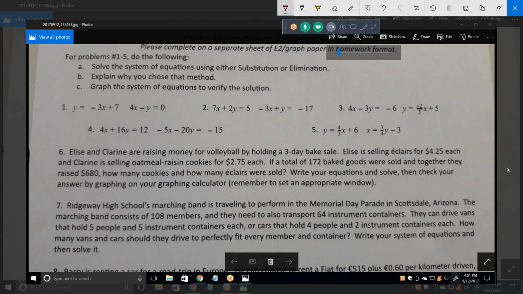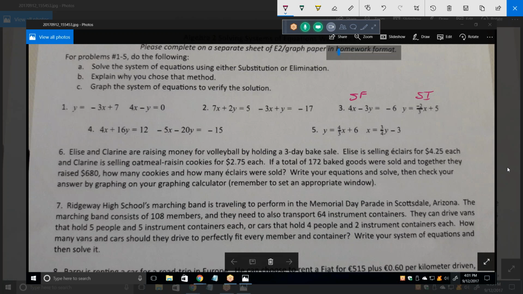Number 3. What method are we going to use? Going to use substitution or elimination? Substitution. Correct. That's in standard format, but that's in slope-intercept format, where y is fully defined. We're going to use substitution. So tell me the next thing I should write.